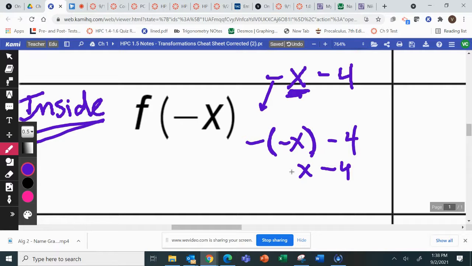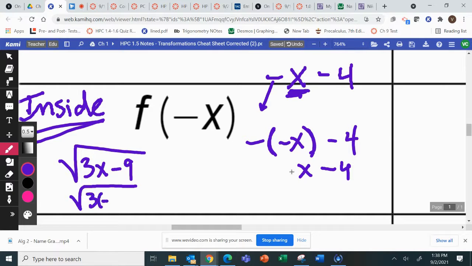Or let's say I had, I'm going to make something even crazier up. Square root of 3x minus 9. I don't know. Okay. If I were to reflect that in the y-axis, I would take my x and change it into negative x, and everything else would still be there. And then I would simplify it. So then I would get square root of negative 3x minus 9. So that negative didn't affect the minus 9. It only affected the 3.